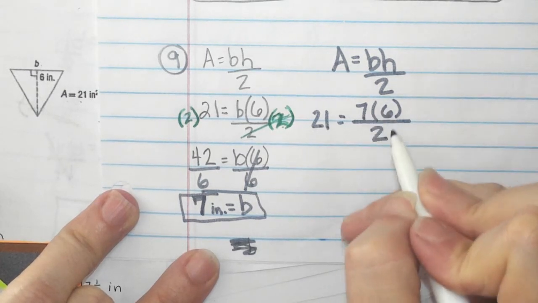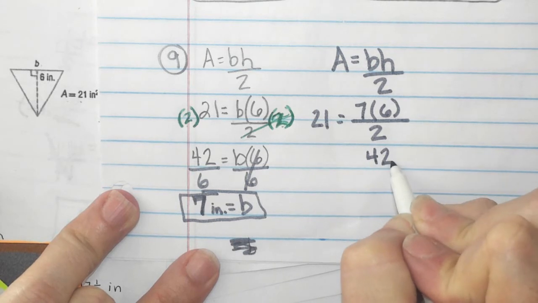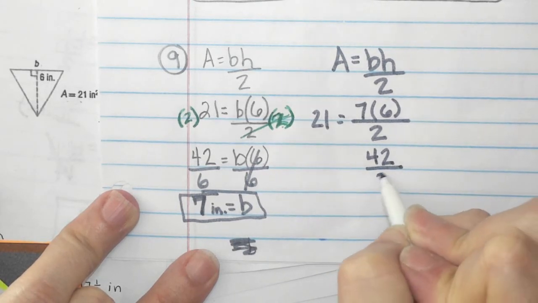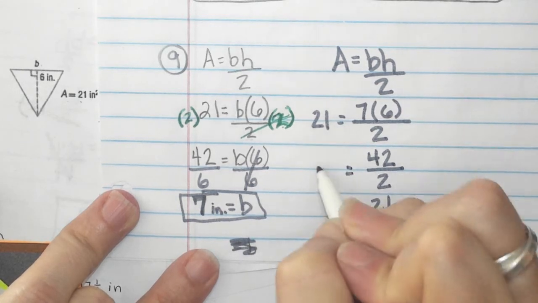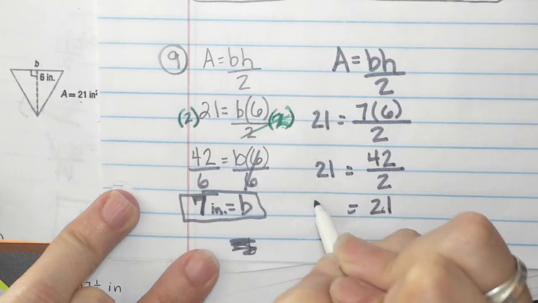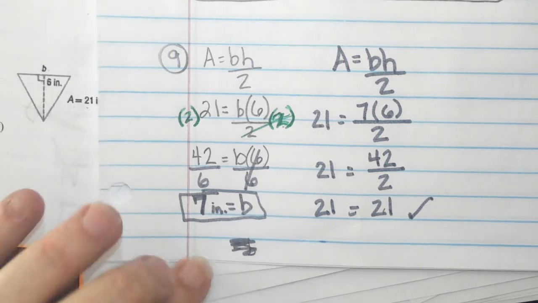So think about doing the math on this side. 7 times 6, 42. Divide by 2 would be 21. This side's 21. And guess what? If they're equal, you have it right. You don't have to sit there and wonder, I wonder if I got that right or not. You just checked your own work. It's pretty cool.